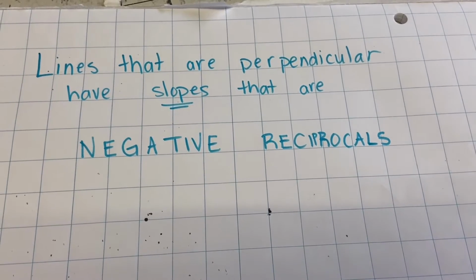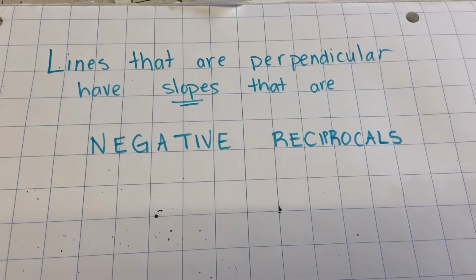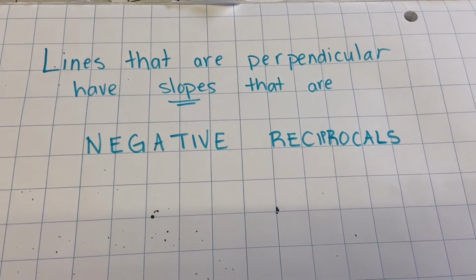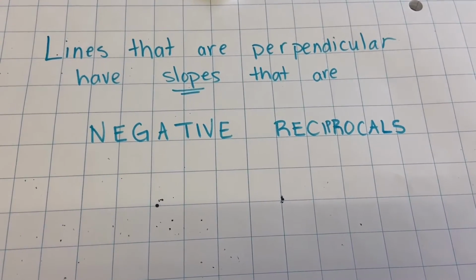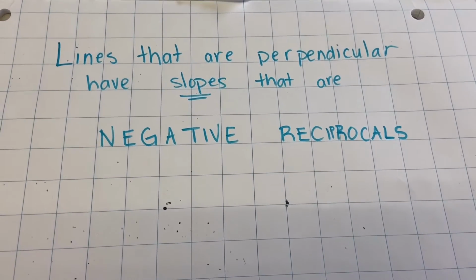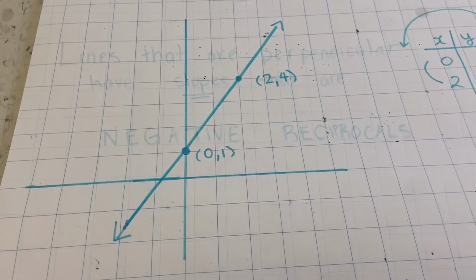The key idea for today's lesson is that lines that are perpendicular have slopes that are negative reciprocals. What does that mean? Well, I hope after you look at the next few examples, you will understand what that big, long English sentence means. Lines that are perpendicular have slopes that are negative reciprocals.